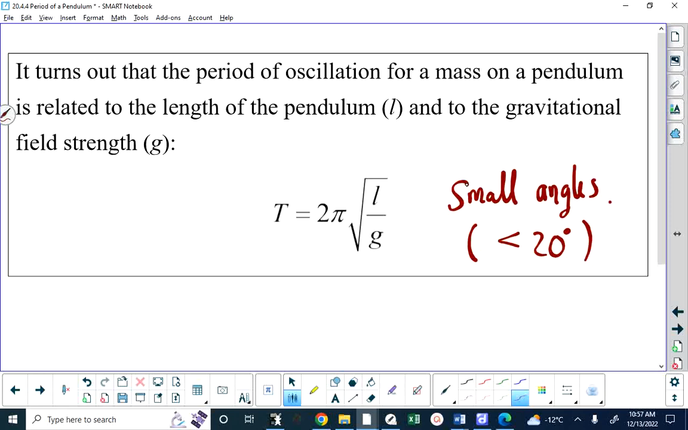What I'm saying is that we could use this formula to predict the period of a pendulum as long as we don't pull it back more than about 20 degrees from the vertical. And we might as well try this. I want you to get out your phones so that you can do a time measurement.